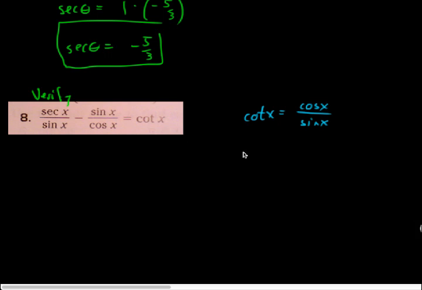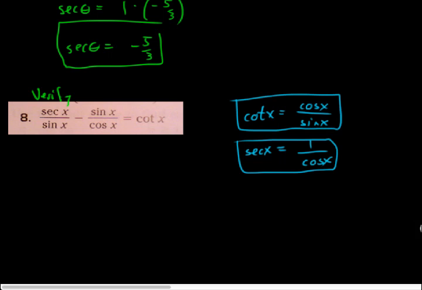Yeah, I think I'm going to deal with that from the beginning. I could technically save some of this for later. So secant of x is going to be 1 over cos x. So using these two trig identities, I'm going to substitute their counterparts.